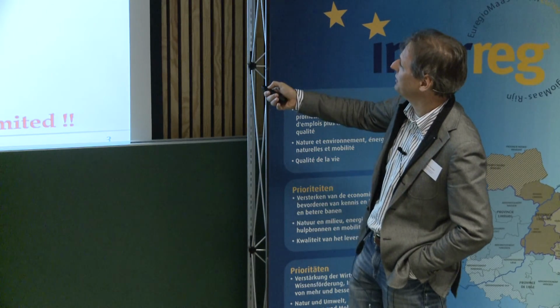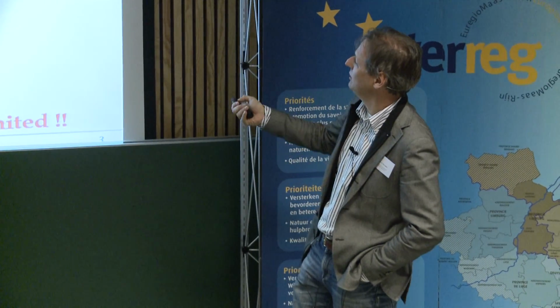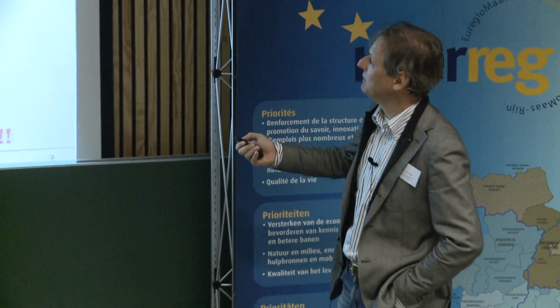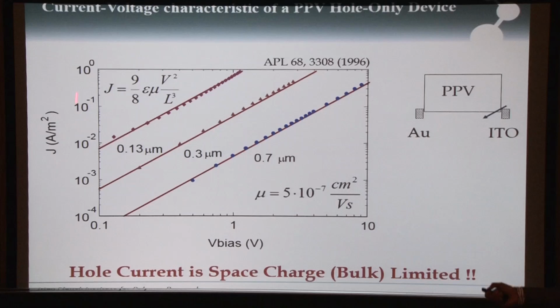Because if you use gold, you cannot inject electrons, because of this energy offset. So it does not emit light, this device. It's a device where only holes flow. So when you do this experiment and you measure the current, and you put it on a log-log plot, the voltage and the current, you see here, for example, this is a 700 nanometer device. You see a very nice straight line. And when you look more carefully, it has a slope of 2.